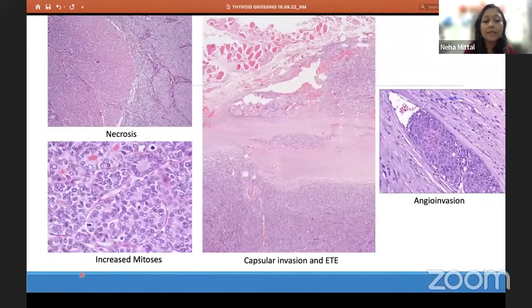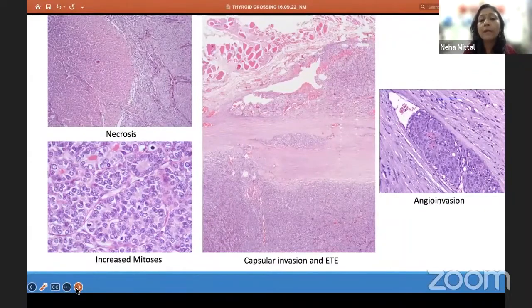Then necrosis, mitosis, increased mitosis. You can see even in this field, there are 2 to 3 mitoses in a single field in this case. Then capsular invasion and extrathyroidal extension into the skeletal muscle. There is again a controversy regarding what should be taken as the definition of skeletal extrathyroidal extension.